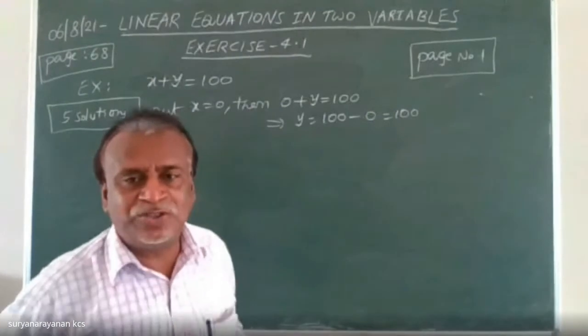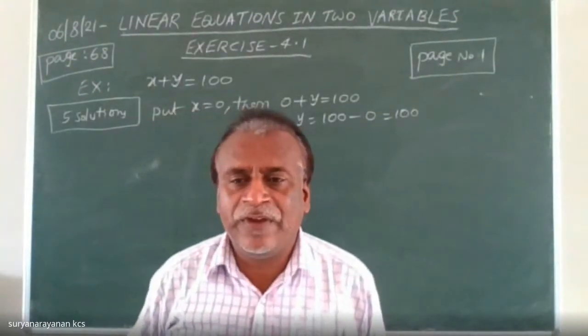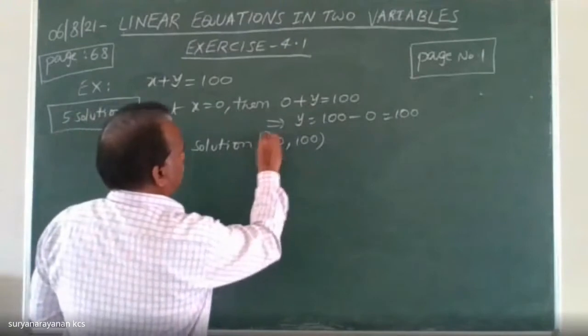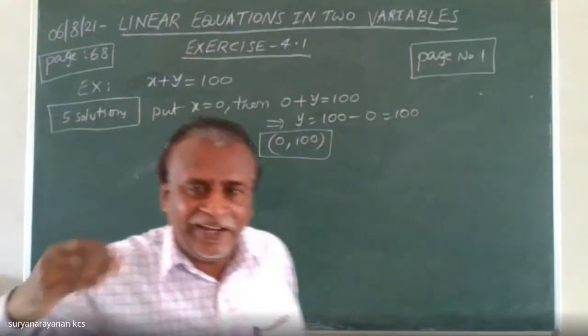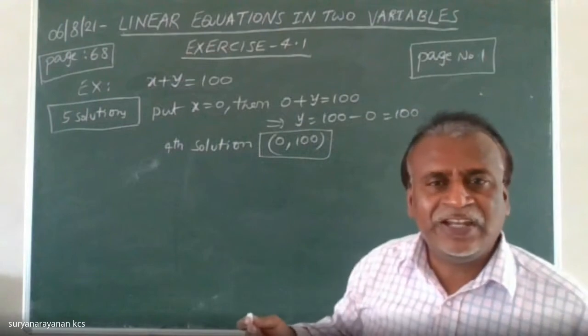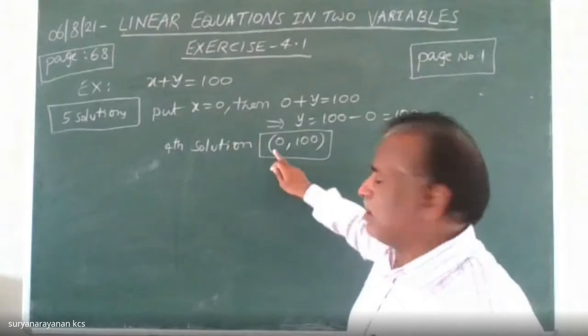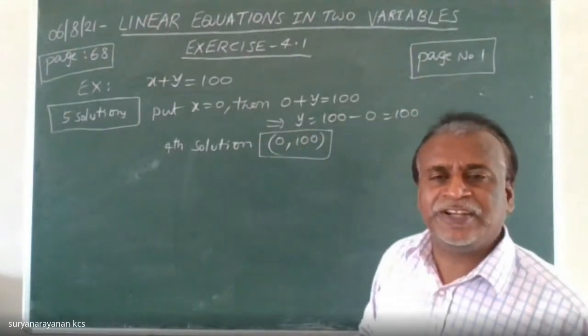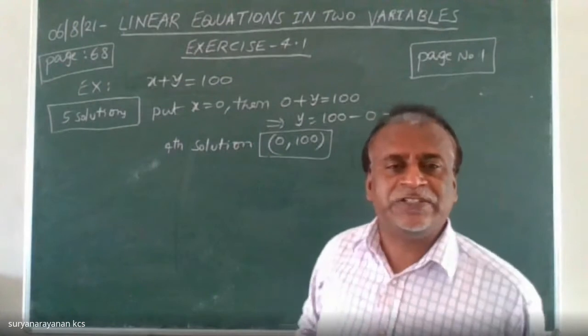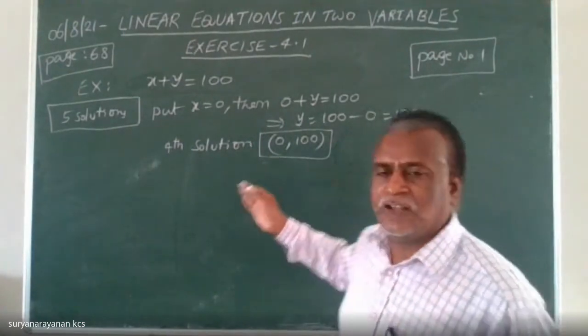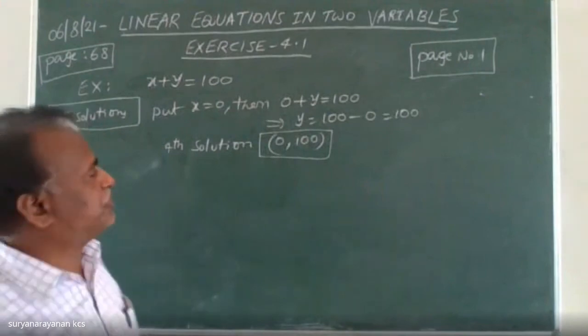Now tell me this solution of this equation in the form of an ordered pair. Sir, 0, comma 100. This is the fourth solution. You know, there are infinitely many solutions for a linear equation in two variables. Ordered pair 0, 100 is one of the solutions for this linear equation in two variables. And let us finally find the fifth solution.